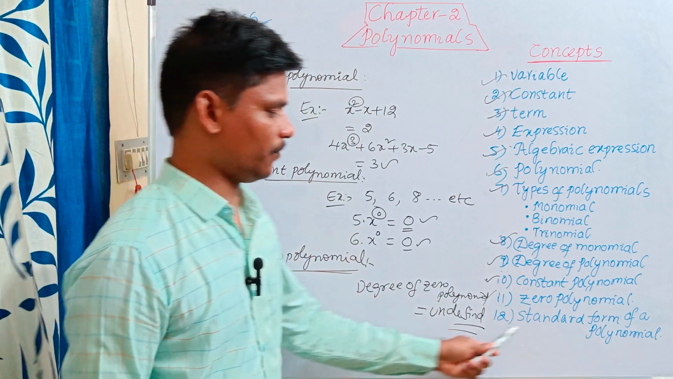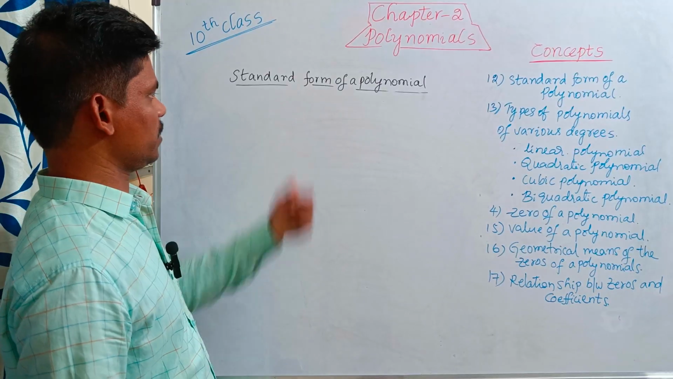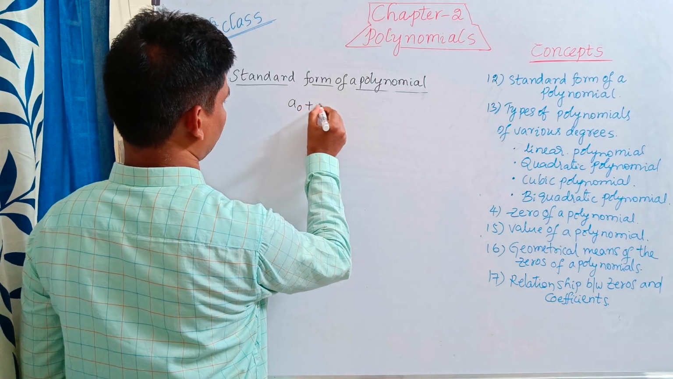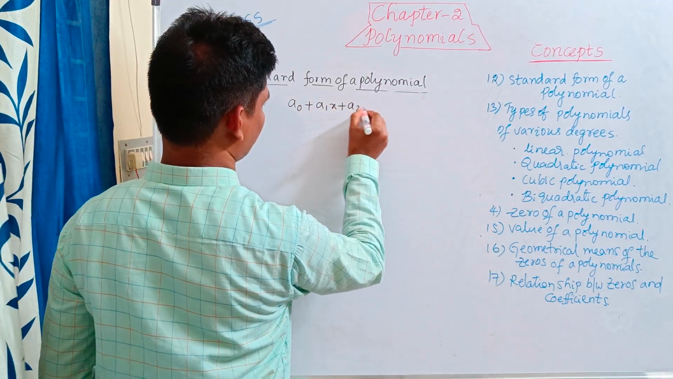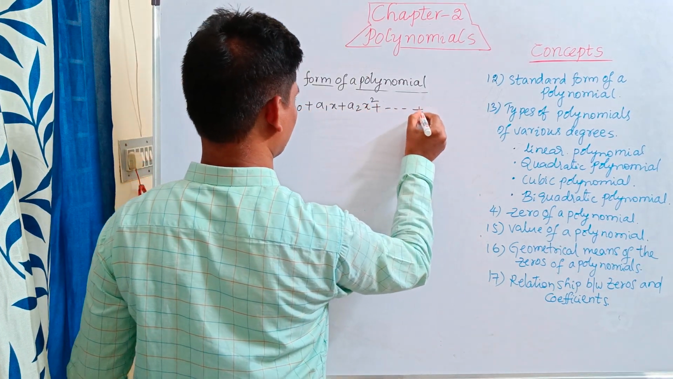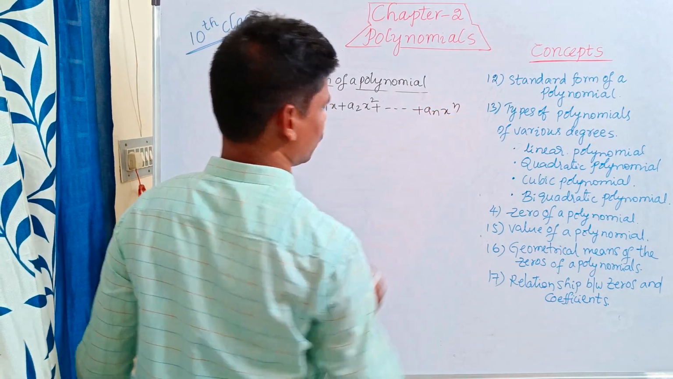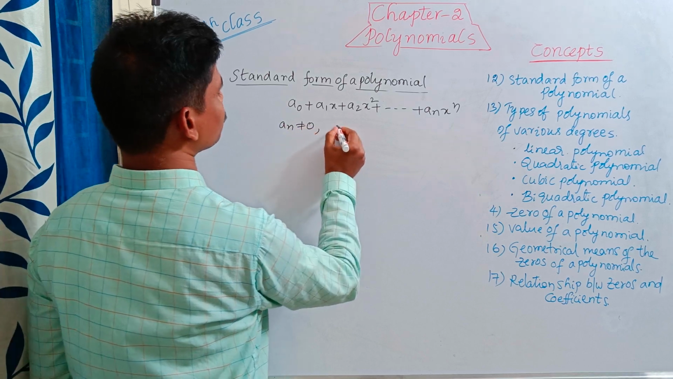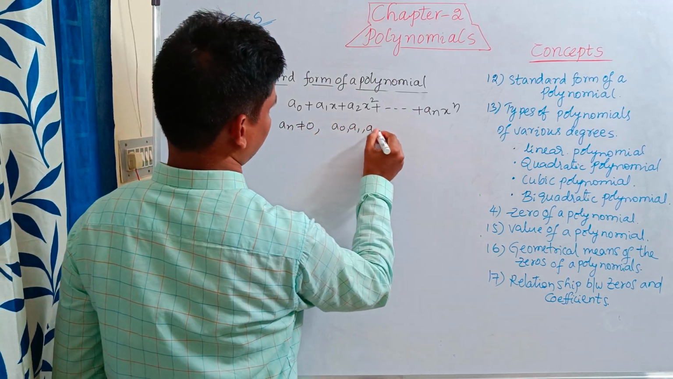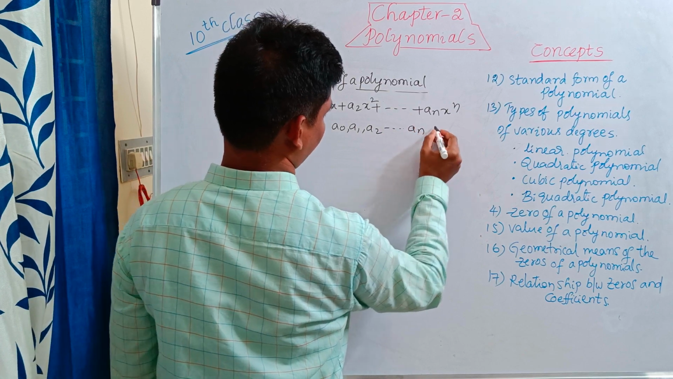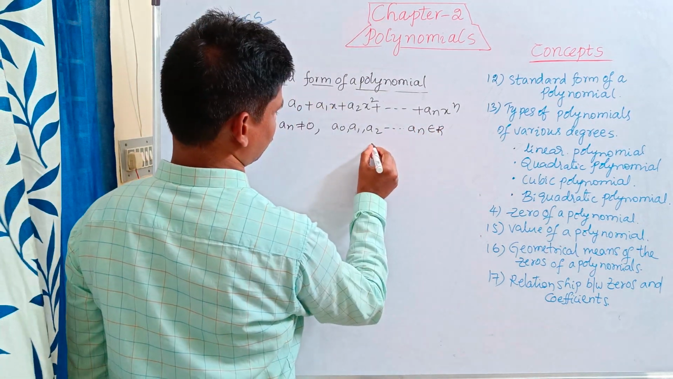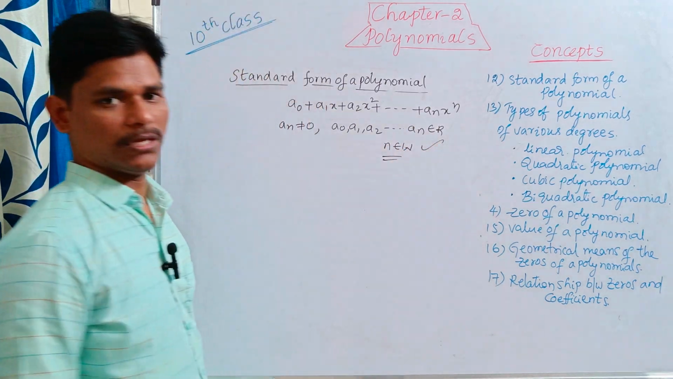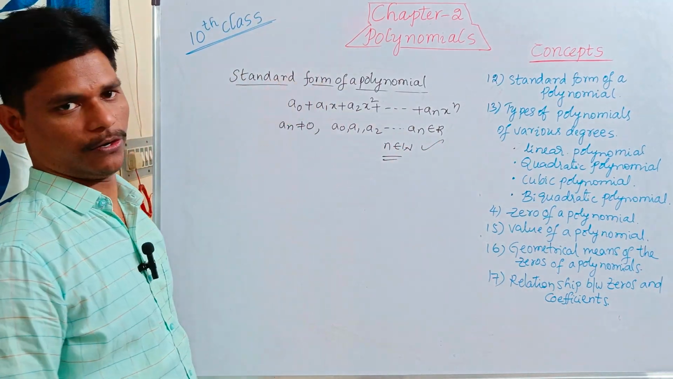Next, standard form of a polynomial. What is the standard form of a polynomial? a0 plus a1x plus a2x square and so on plus an x power n. Here an is not equal to 0. Here a0, a1, a2 and so on, an belong to real numbers, where n belongs to whole numbers. So this is the standard form of a polynomial.